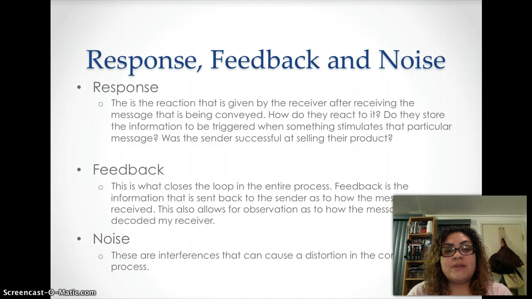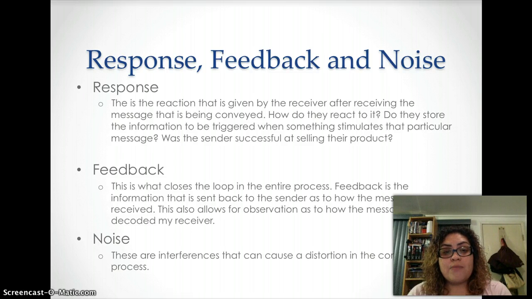Now, the response to the message, this is important because this is a reaction that is given by the receiver after receiving the message. How did they react to it? Was the message conveyed the way that it was portrayed to be conveyed? Did the receiver get the message the way they were supposed to get it? The feedback. This is important for marketers and advertisers because this is what they get back from the receivers to see if that message was conveyed correctly, to see if there was any type of misunderstanding from the original message and the sender to the receiver of the message.